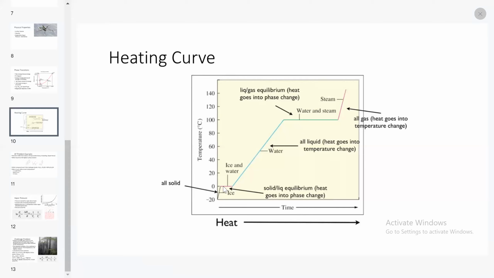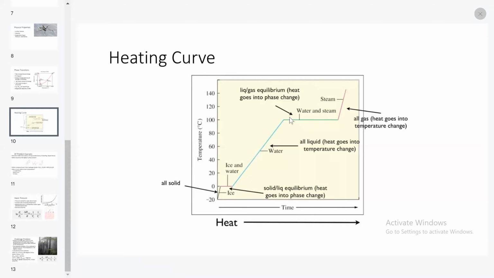So at some point, all of your ice will melt, and now you have pure water. There's no more ice left to melt, so this heat will go into increasing the energy of the water molecules, and we see this as a rise in temperature. So we have this change in temperature. And then suddenly we're at 100 degrees, okay? So now we have a mixture of water and water vapor. So water vapor is also called steam.